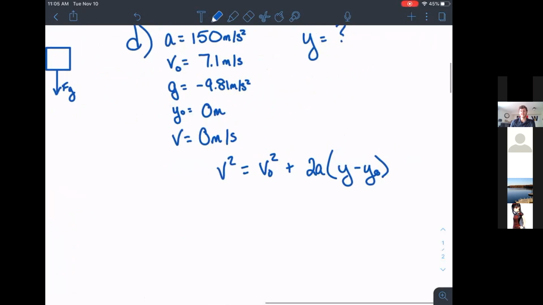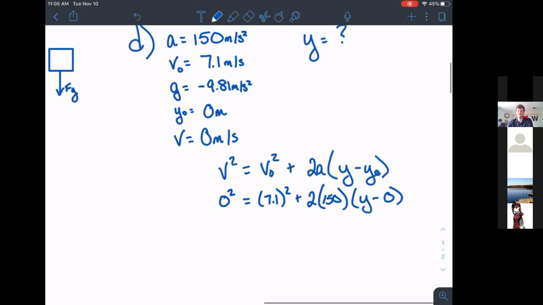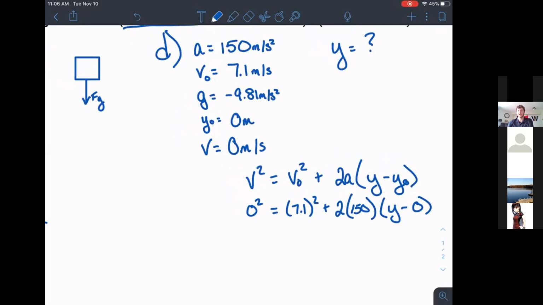All right. So what is my final velocity again? What am I plugging in for v? 0. Equals v naught squared, 7.1, plus 2a. What is my a? 150. Times y. Do we know why? No. Minus y naught, which is? 0. Is everybody okay with what we've written so far? Anybody not okay with what we've written so far? Anybody want to change anything? We good. Everybody's saying we're good?